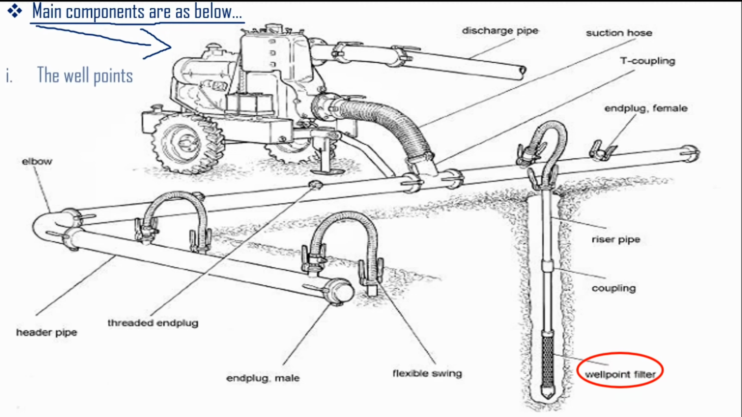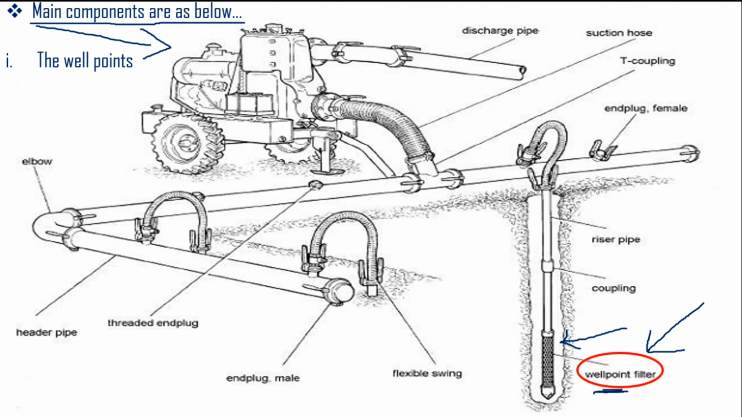First, the well point. You can see here it is represented as the well point. That means the end portion or the bottom portion of the entire installation is represented as the well point. That well point is also fixed with a small type of grill or screen, and that screen is represented as a strainer. The well point is a type of perforated pipe.